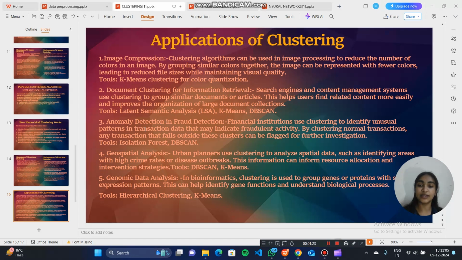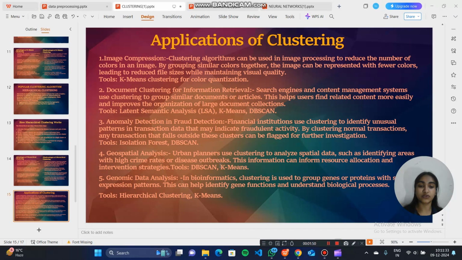Third, anomaly detection in fraud detection. Financial institutions use clustering to identify unusual patterns in transaction data that may indicate fraudulent activity. By clustering normal transactions, any transaction that falls outside these clusters can be flagged for further investigation. Tools: Isolation forest.